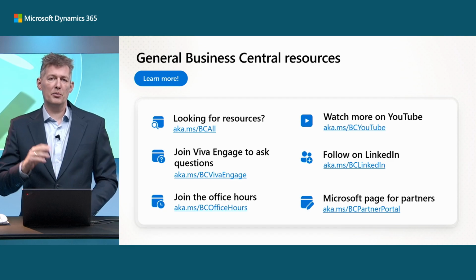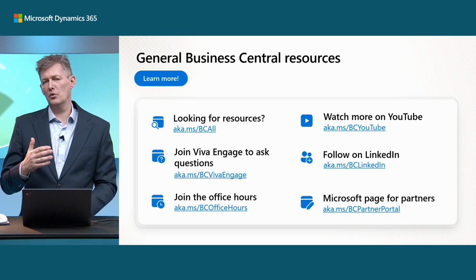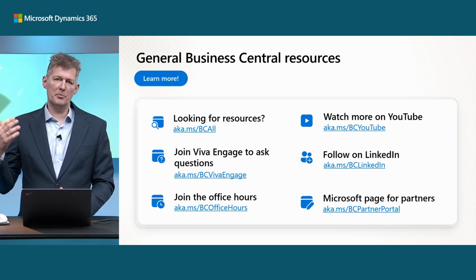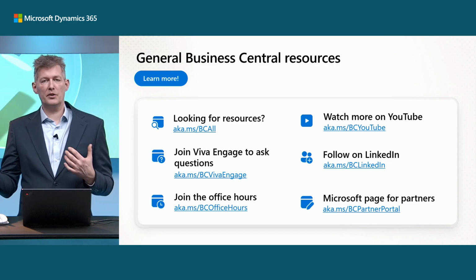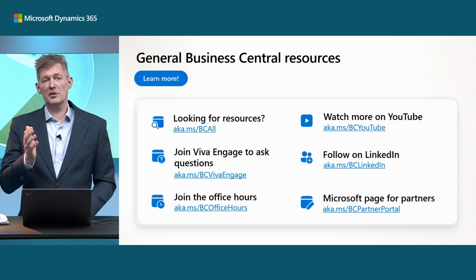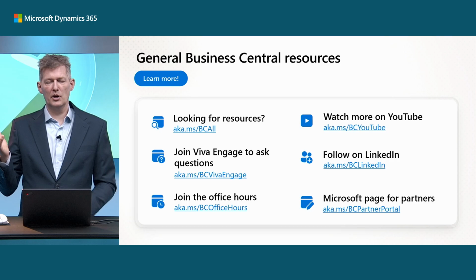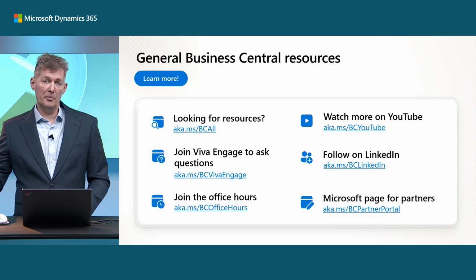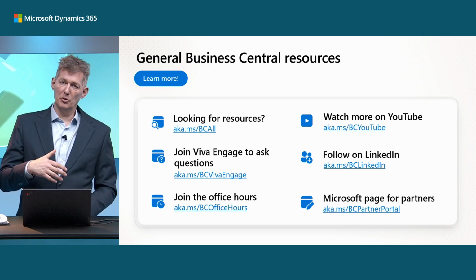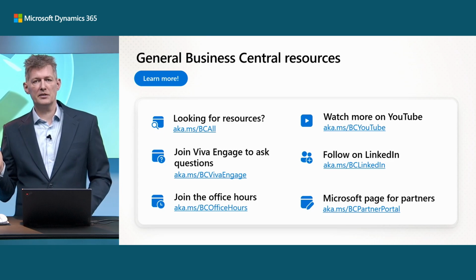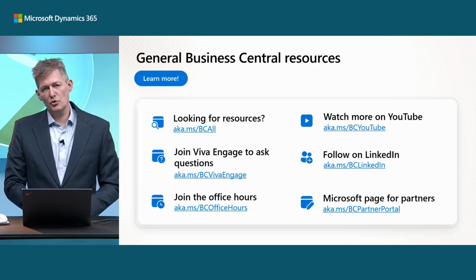The third link is for both partners and customers. We call it office hours. Office hours is something we do once or twice a month from the product group, engaging with the community about new features or things we want to discuss. aka.ms/BC office hours is the place where you go to find out about upcoming events. These are recorded. I believe the recordings are available only to partners, but the live events are available to customers as well. The fourth link is our YouTube channel.